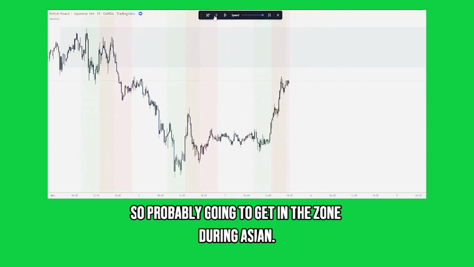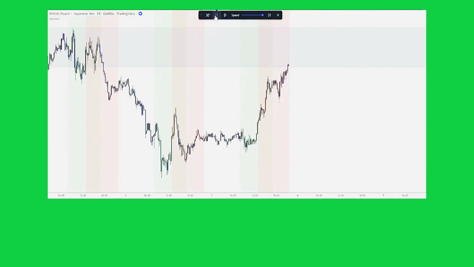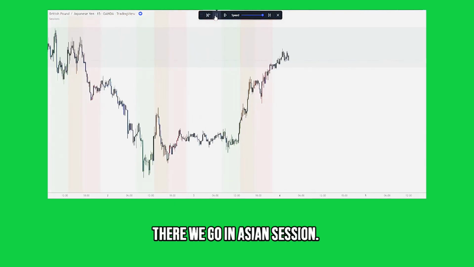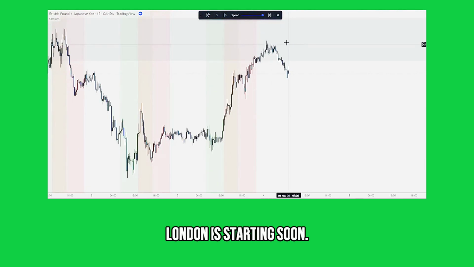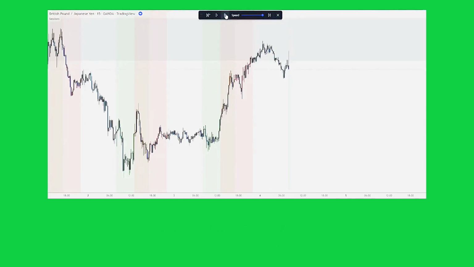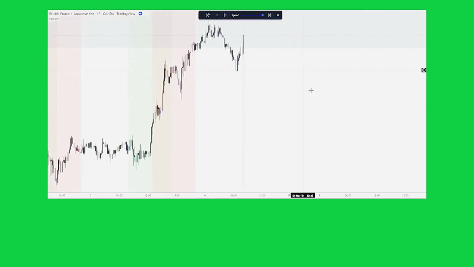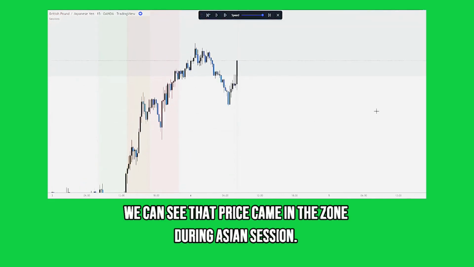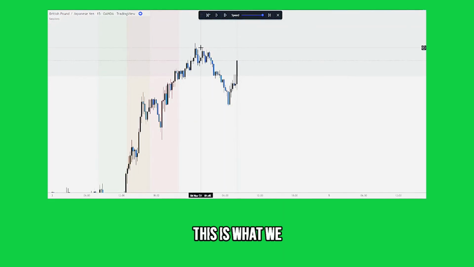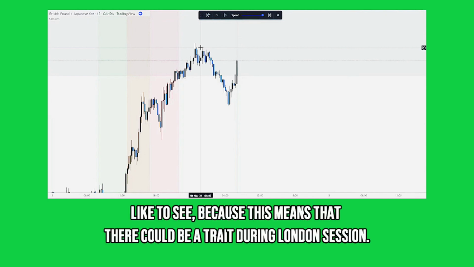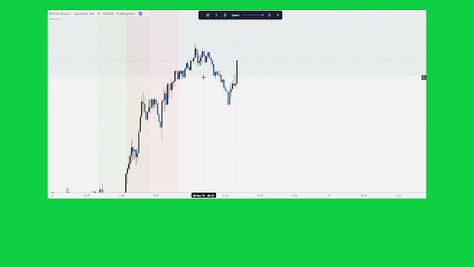All right, so probably going to get in the zone during Asian. There we go. During Asian session. London is starting soon. This is lagging a bit. Okay, perfect. What can we see? We can see that price came in the zone during Asian session. Okay, and this is what we like to see, because this means that there could be a trade during London session. So let's take a deeper look.